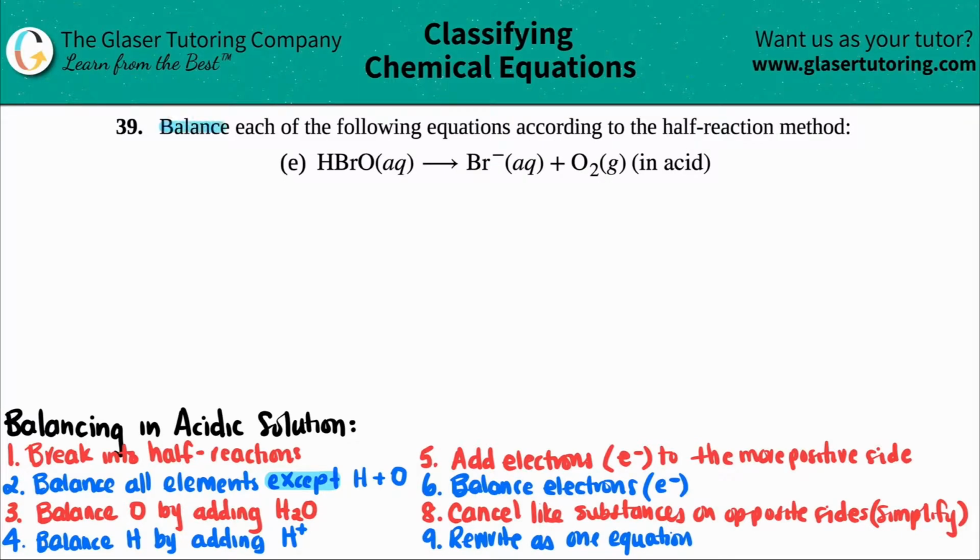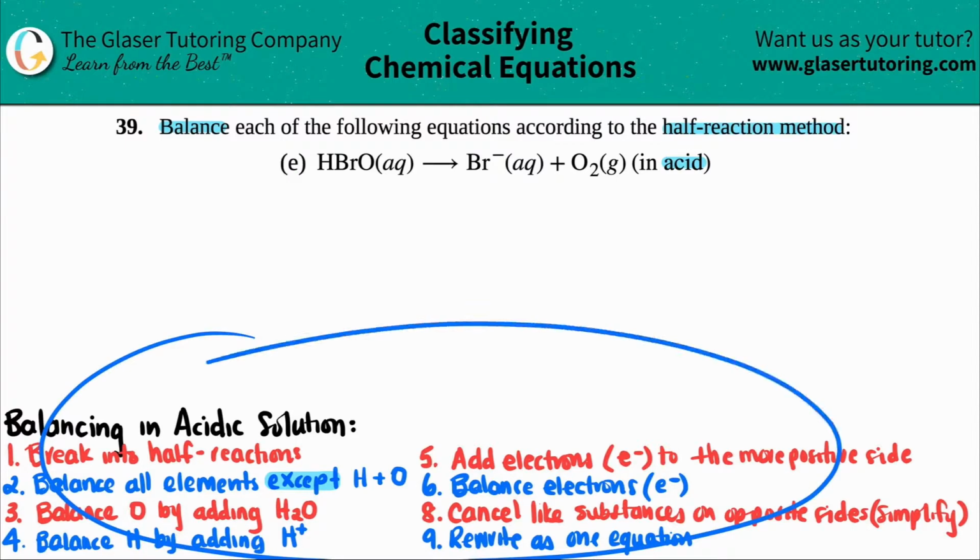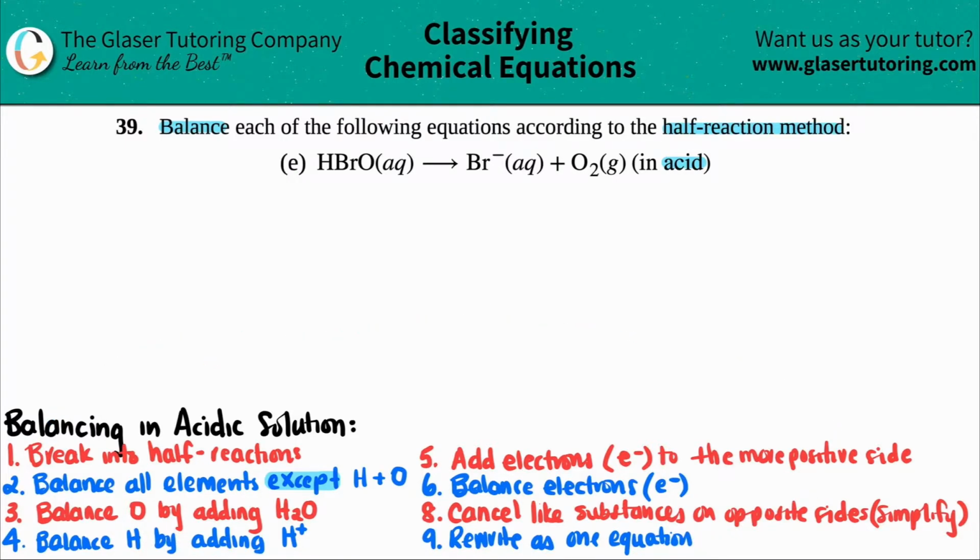39, balance each of the following equations according to the half reaction method. And then we have letter E. So in this case, we have to balance HBrO aqueous, which will yield Br minus aqueous plus O2 gas. And they told us specifically that we need to balance this in acidic conditions. So I gave you all the rules in how to balance a redox reaction in an acidic solution, or in acidic conditions. So let's get going.